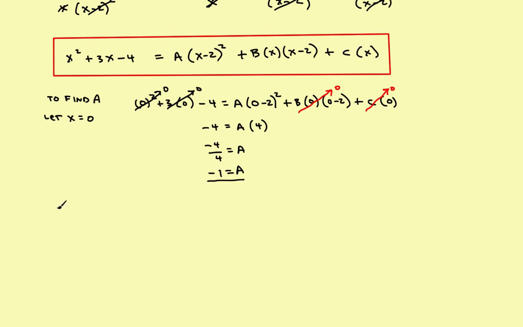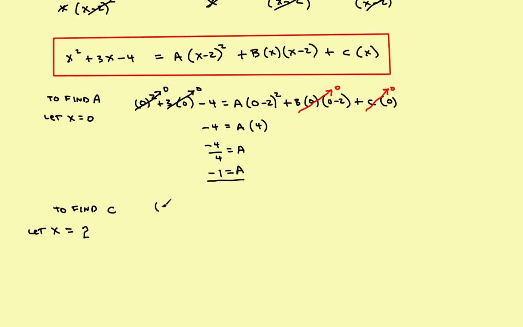So we'll say to find C, this time we'll let x equal, and again, if you let x equal 2, this term would go to 0, and this term would go to 0, so a great choice would be to let x equal 2. And now just rewrite things. So again, everywhere you've got an x, plug in a 2.